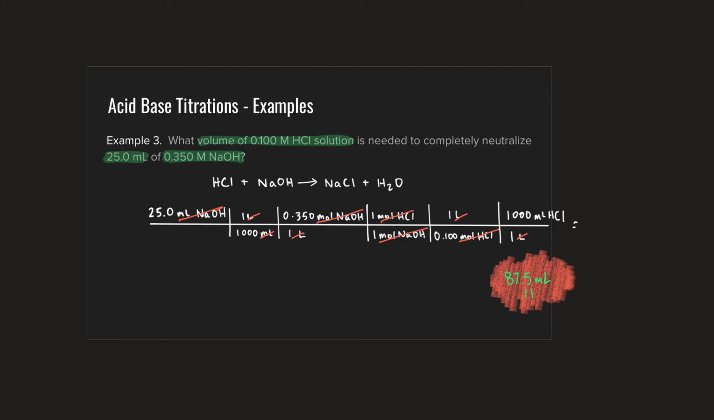Now stop for a moment to make sure that answer makes logical sense. I notice here that my base is more concentrated than my acid, which would logically mean then I will need a larger volume of my lower concentration acid in order to get the same number of moles as present in the higher concentration base species present there. So that answer checks out. I'm happy with it, and we can move on.